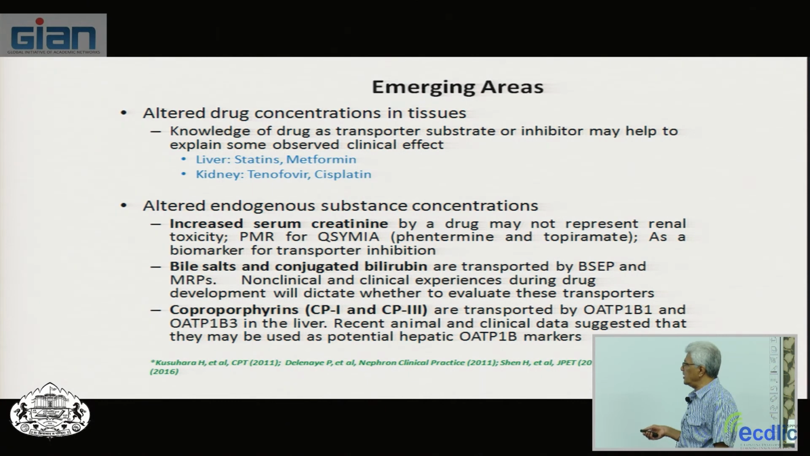Bile salts and conjugated bilirubin are transported by BSEP, which is ABCB11. This is one of the only transporters which is highly specifically expressed in liver. Most of the other transporters are in different tissues, but BSEP, or B11, is only expressed in liver. Non-clinical and clinical experiences during drug development will dictate whether to evaluate these transporters. And then the coproporphyrins, CP1 and CP3, in addition to being transported by these anion transporters, also interact with ABCG2. Recent studies have shown this, and so they need to be looked at.